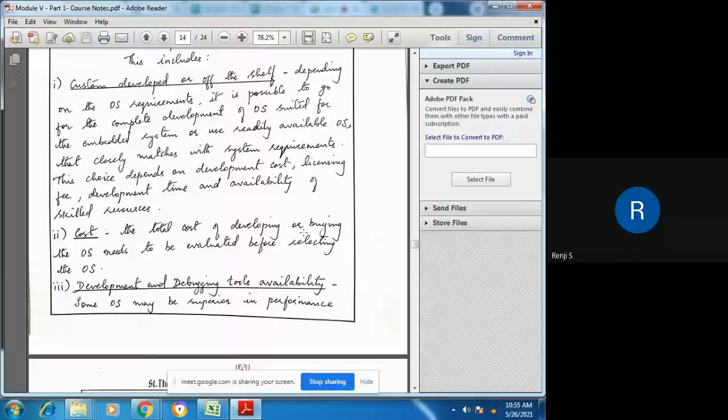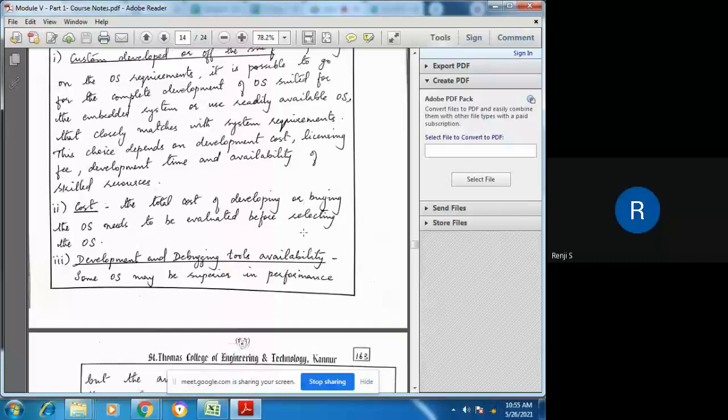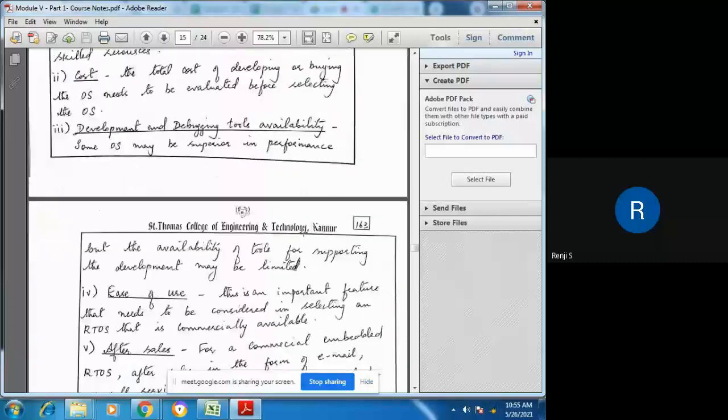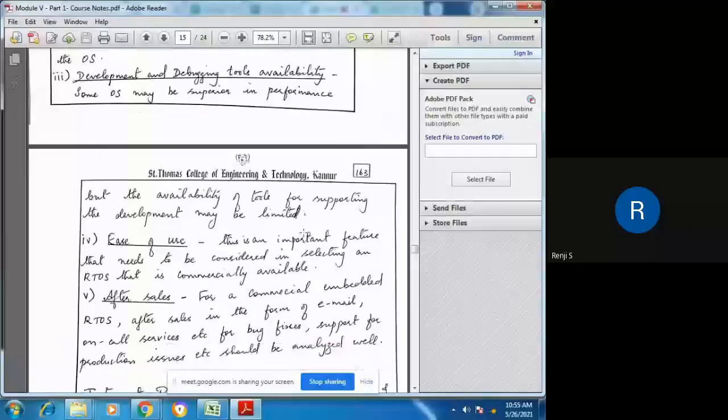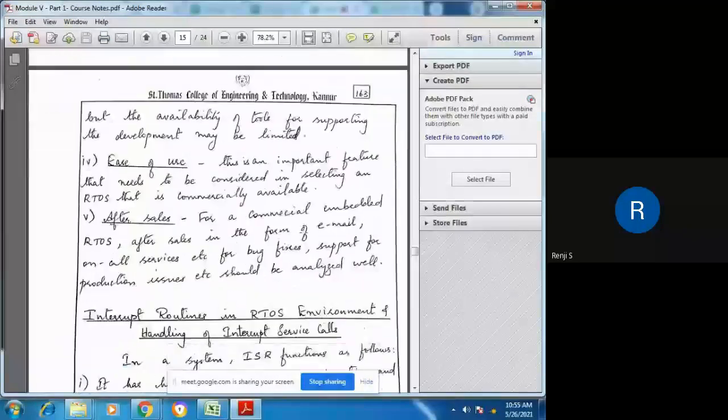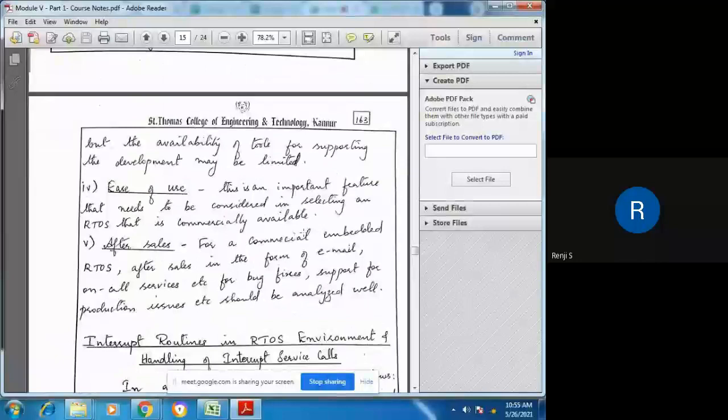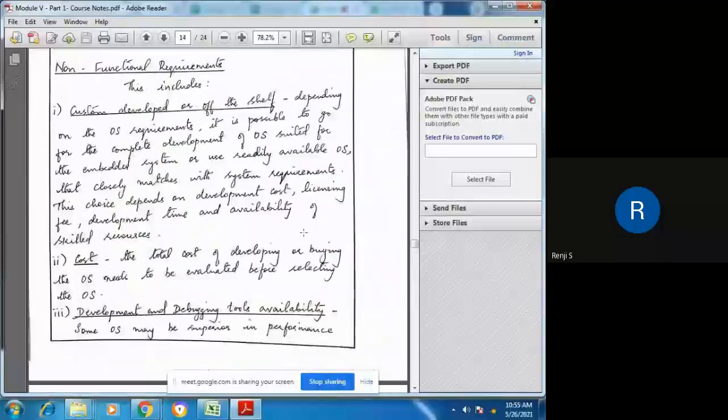The next non-functional requirement is cost. Then the third one is development and debugging tools availability. The fourth is ease of use, and the fifth one is after sales. So these are the five different non-functional requirements to be satisfied while choosing an RTOS.